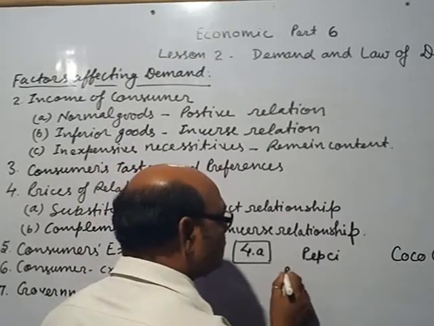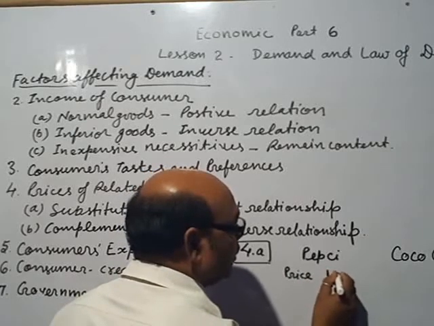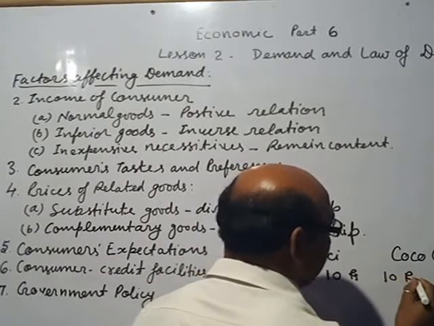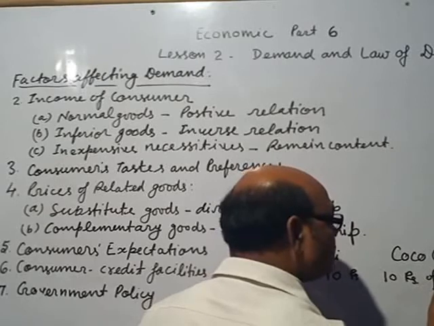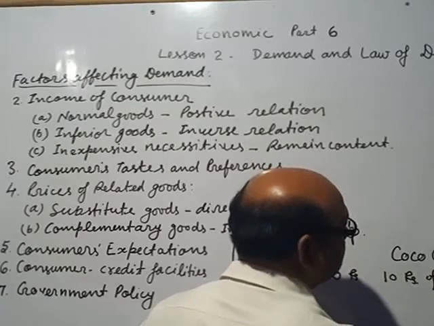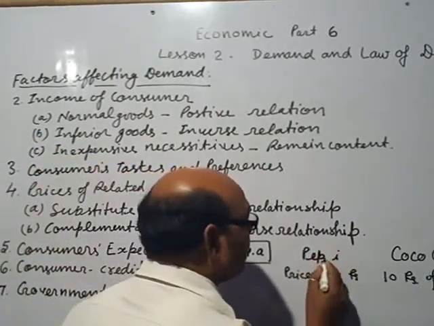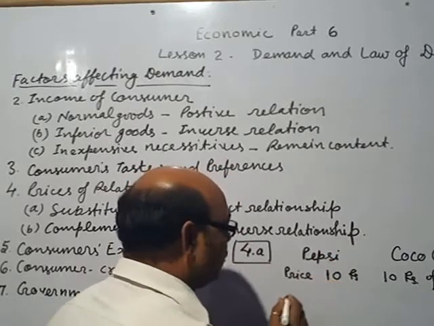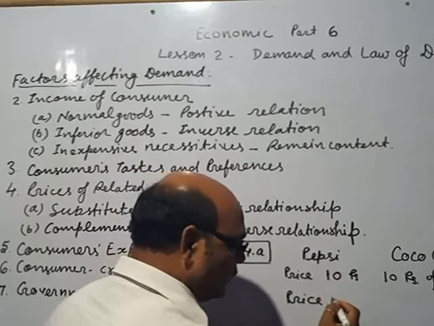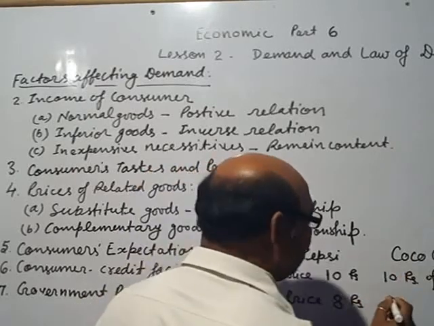Pepsi price is 10 rupees and Coca-Cola price is 10 rupees for 200 ml. Now the price of Pepsi falls down. It has become 8 rupees, but the Coca-Cola price is the same.